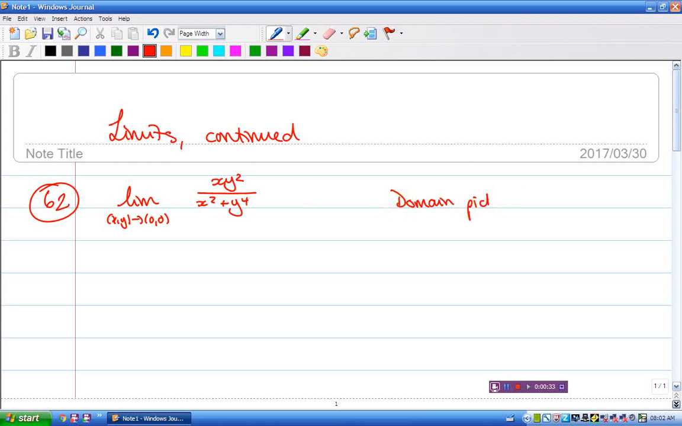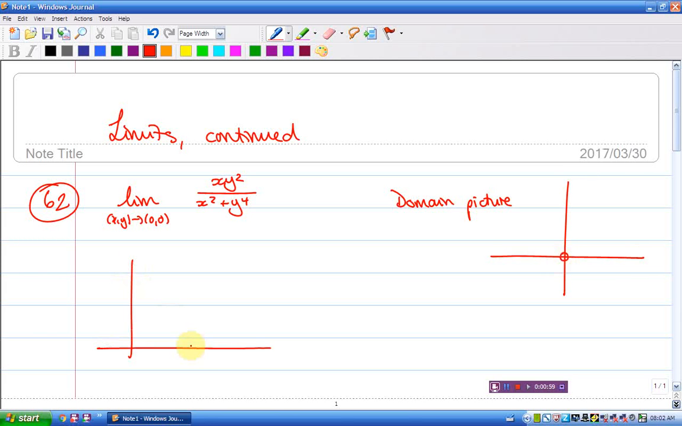now I know some people were confused by my domain picture yesterday because people thought I was drawing the surface xy squared over x squared plus y to the 4. I'm not drawing that at all. I'm only drawing the domain. And the domain is the xy plane except for the origin.